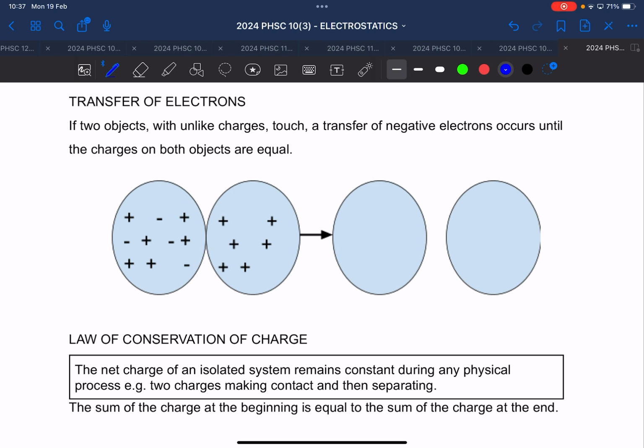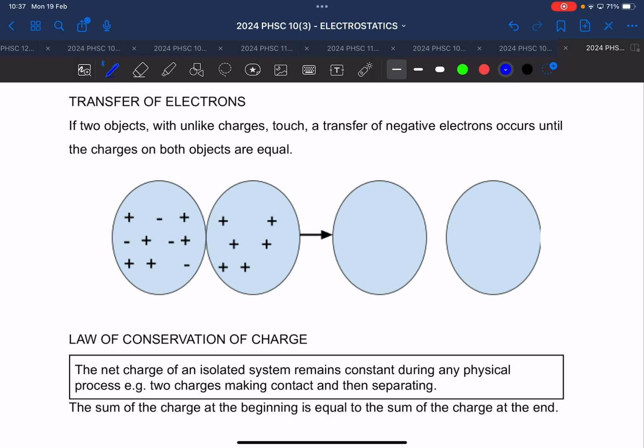So what are we busy with? Transfer of electrons. There was something else that I wanted to say. So when I do this, there's a transfer. And when it comes close to each other like this, we call it polarization as well. I'm going to speak about that in the next lesson.